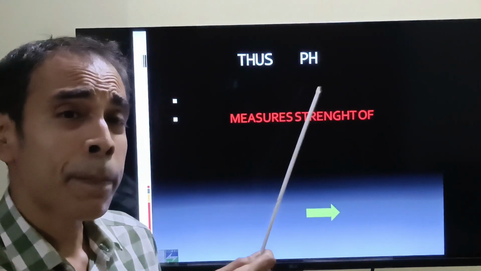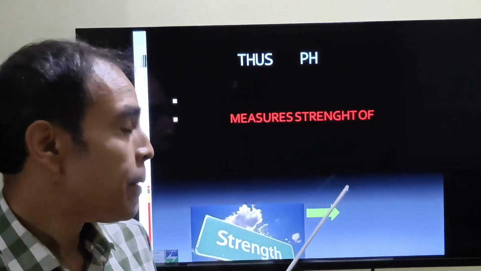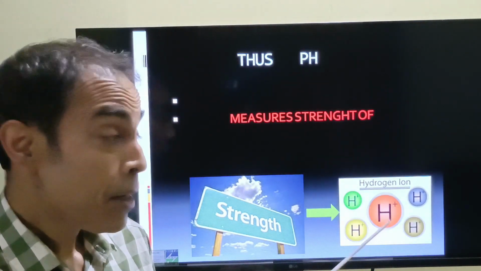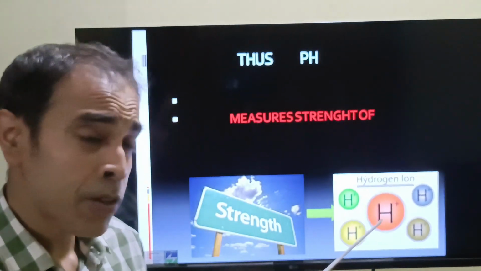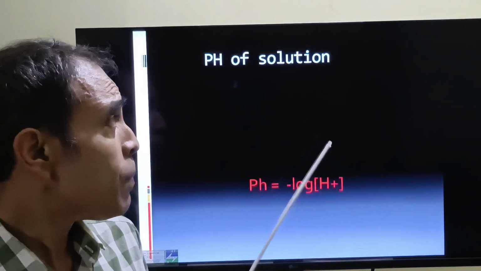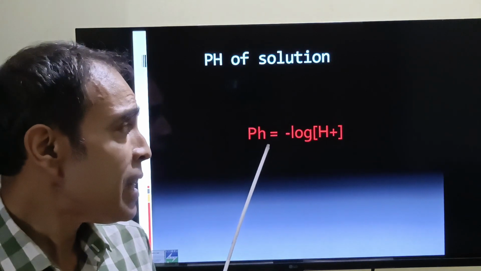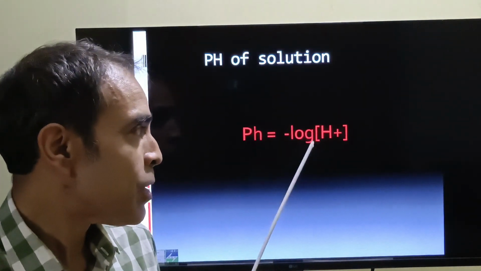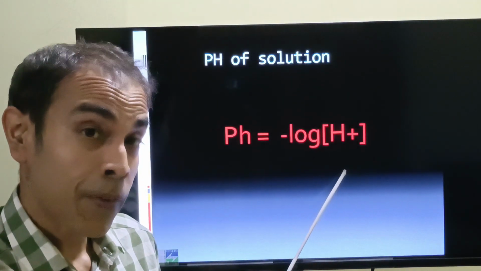So what does pH measure? It really measures the strength of the hydrogen ion in a solution, and the pH of the solution is given by Sorensen's formula: pH is equal to the negative log of the hydrogen ion concentration. So please look at this equation.